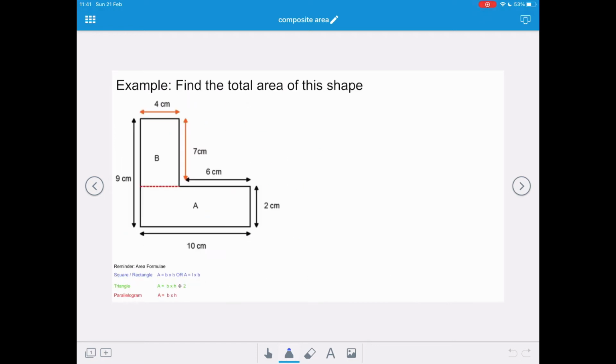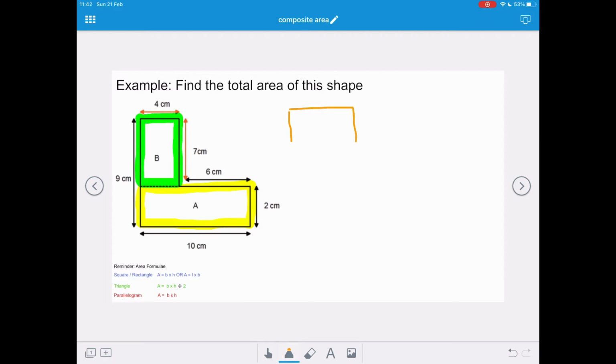So in our first example, we want to find the total area of this shape. And you can see that we can break up this shape into two rectangles. And we know that the area of a rectangle formula is A equals B times H. So we've got rectangle A, which is at the bottom of our composite shape, and it has dimensions of 10 and 2. And then we've got the rectangle at the top of our shape, which is area B, and we can see that the dimensions of it are 4 by 7.